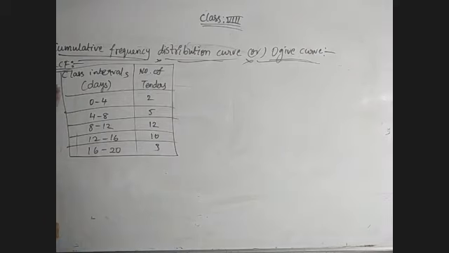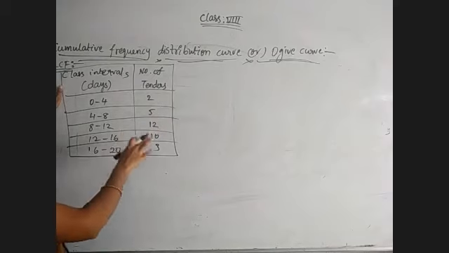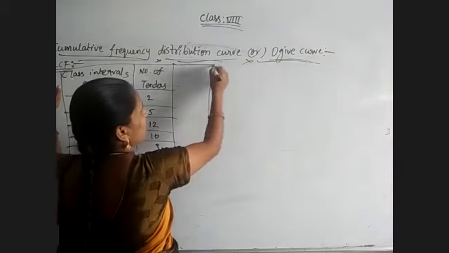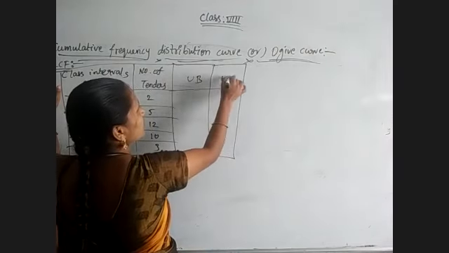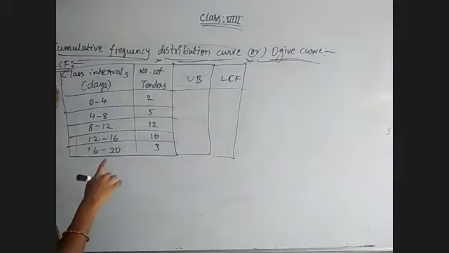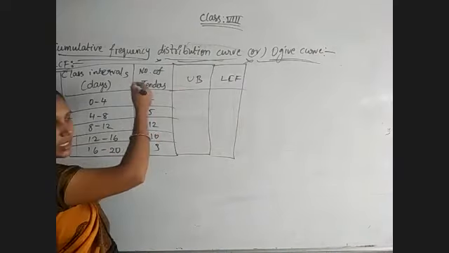Now first prepare the less than cumulative frequency. In the case of less than cumulative frequency, we must mention the upper boundary of that class and the cumulative frequency. When we are talking about greater than cumulative frequency, we will take the lower boundary of the particular class, and we will start from the last class.